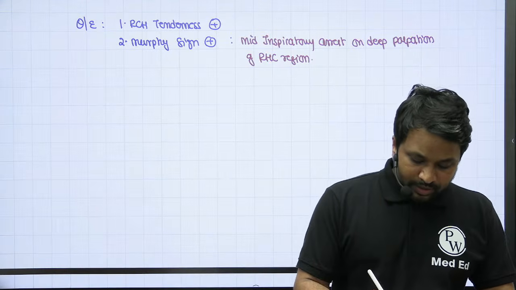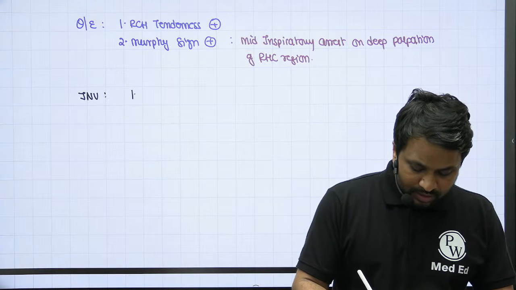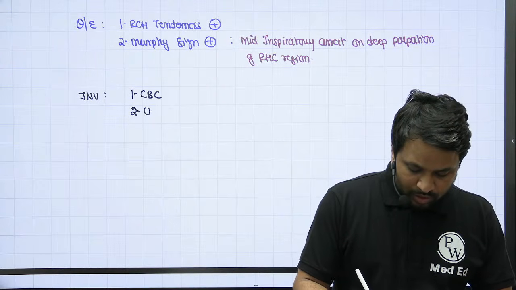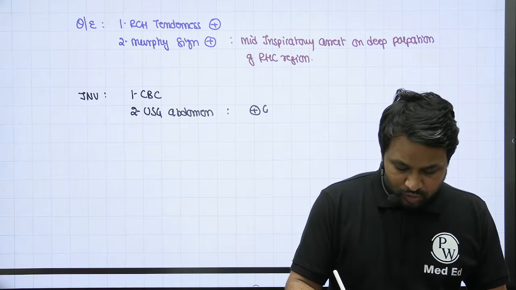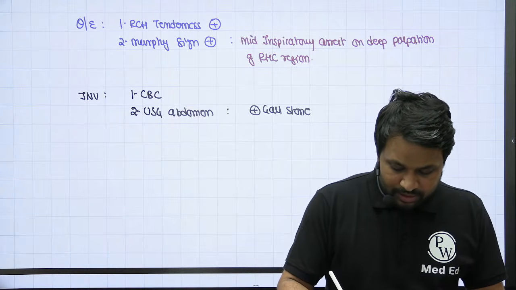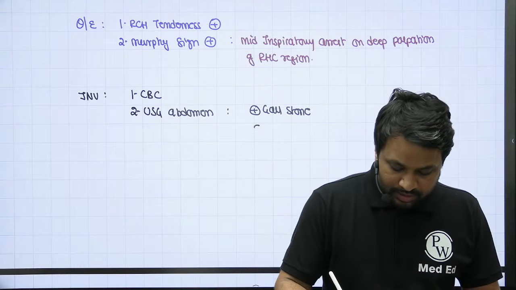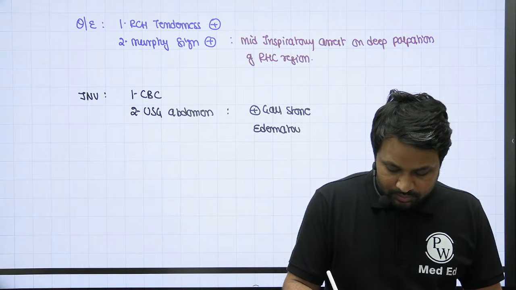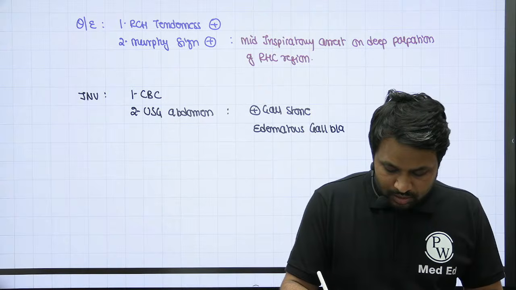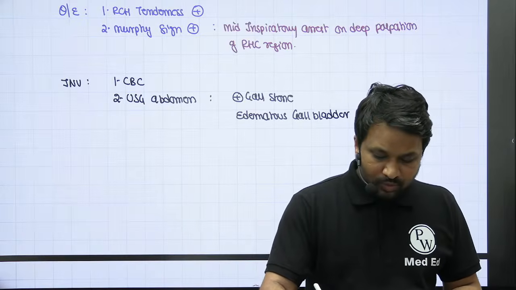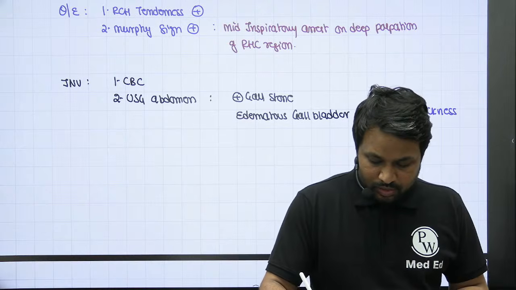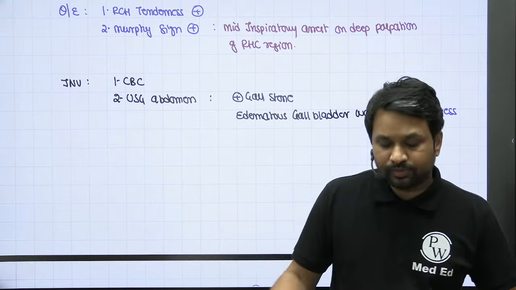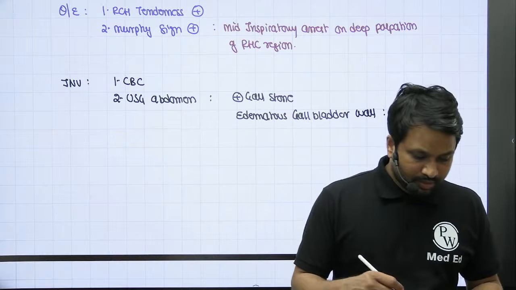Now, you would like to evaluate it in terms of investigation. I will get a complete blood count, that is CBC, to be done. I will do a USG of the abdomen. Now, USG of the abdomen will show the presence of gallstones, and an edematous gallbladder wall. So how do you know it is edematous? The wall thickness is going to be more than 3 millimeters, right?